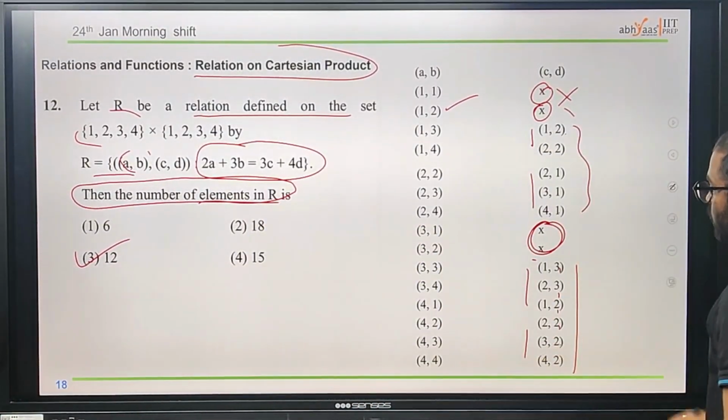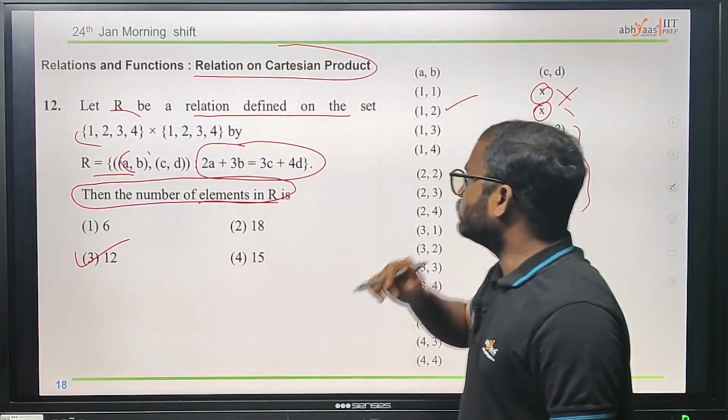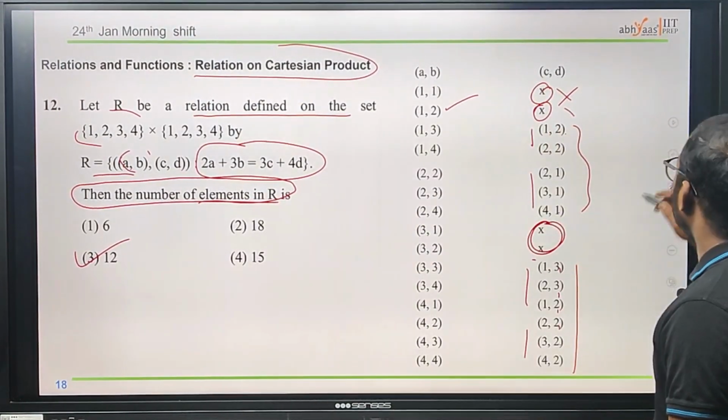3 and 3. There will be one more thing, so that will be 12 as our answer.